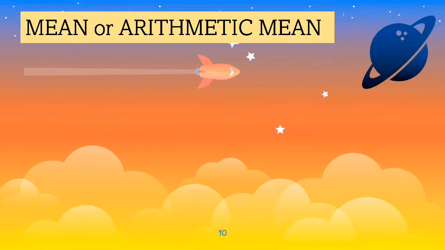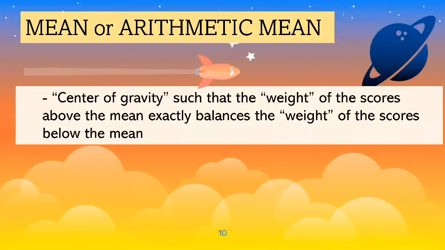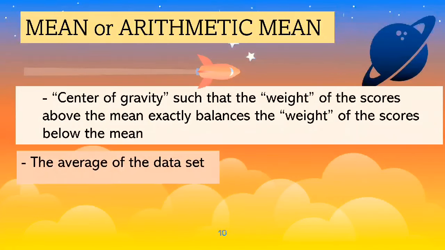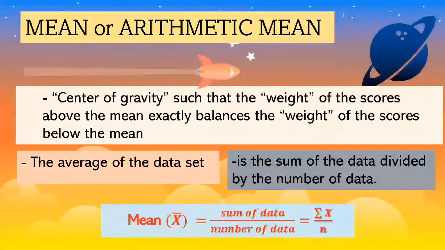The first measure of central tendency is the mean, or arithmetic mean. It is the center of gravity such that the weight of the scores above the mean exactly balances the weight of the scores below the mean. It is also named as the average of the dataset, and it is solved by using the formula sum of the data divided by the number of data.